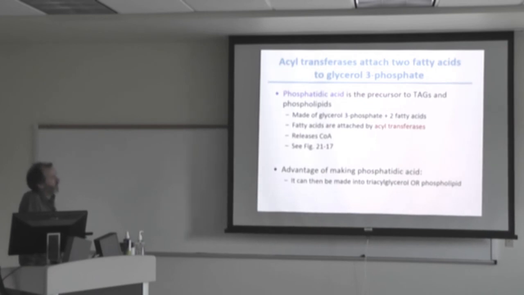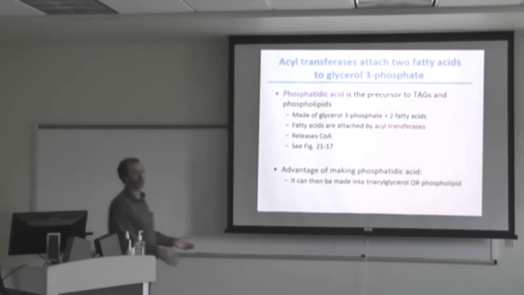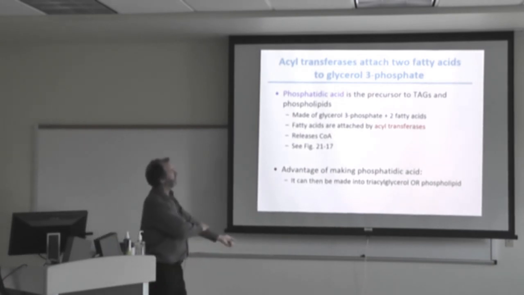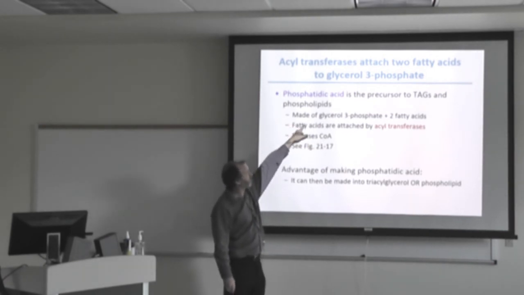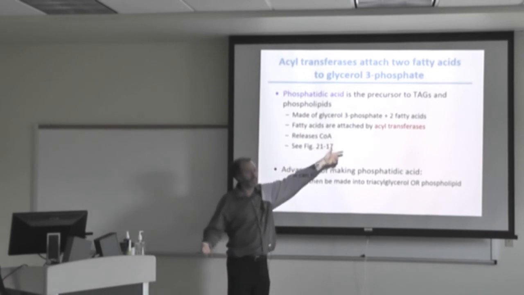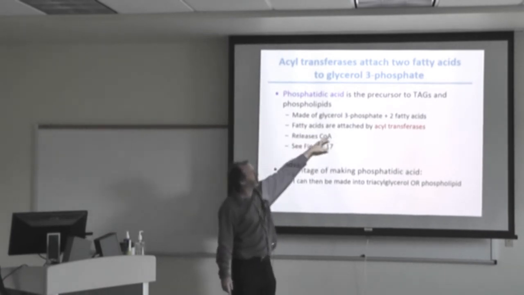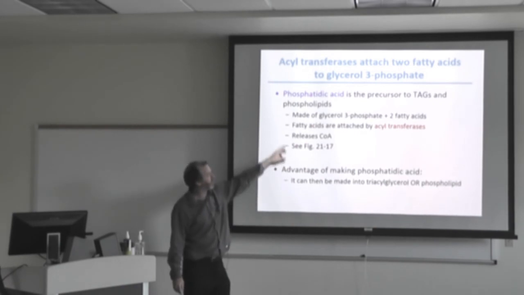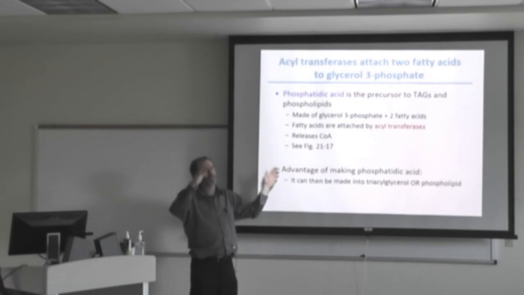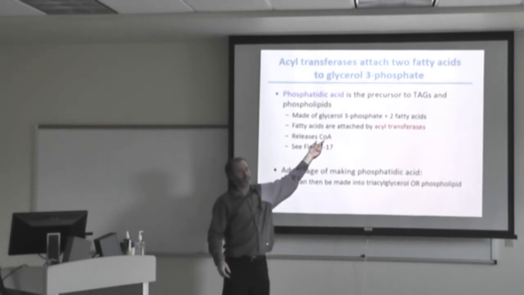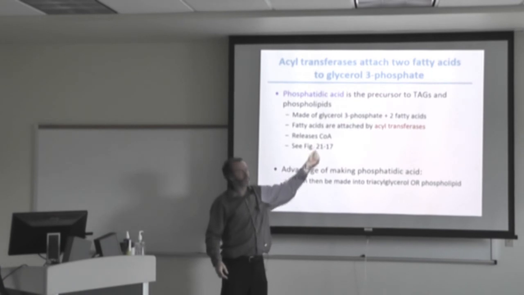And then acyltransferases will attach 2 fatty acids to glycerol 3-phosphate. So that makes sense. You're taking acyl groups, transferring them to glycerol. Phosphatidic acid is the precursor to triacylglycerols and phospholipids, made from glycerol 3-phosphate and 2 fatty acids. Fatty acids are attached via acyltransferase, and it releases coenzyme A, because all the acyl groups are not free in the cell, they're always carried around by coenzyme A, right?